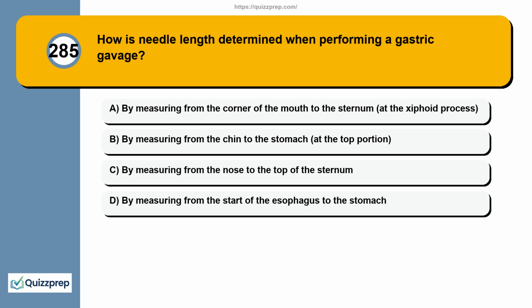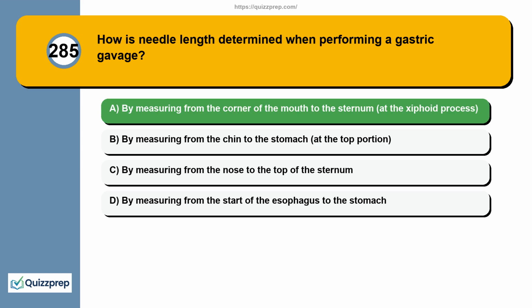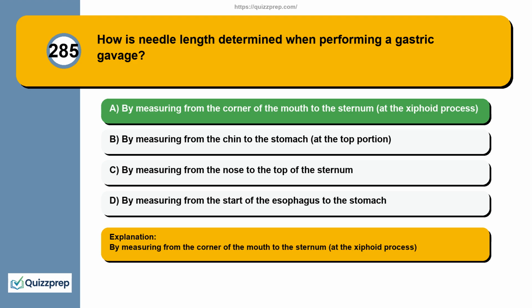Question 285. How is needle length determined when performing a gastric gavage? Option A, by measuring from the corner of the mouth to the sternum, at the xiphoid process. Option B, by measuring from the chin to the stomach, at the top portion. Option C, by measuring from the nose to the top of the sternum. Option D, by measuring from the start of the esophagus to the stomach. The correct answer is Option A: by measuring from the corner of the mouth to the sternum, at the xiphoid process.